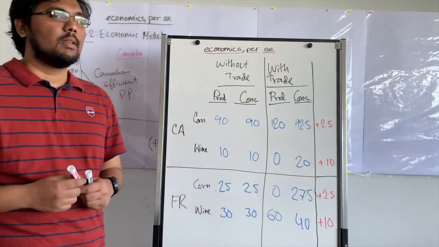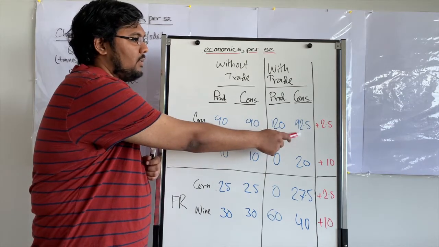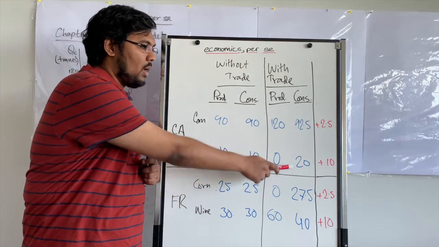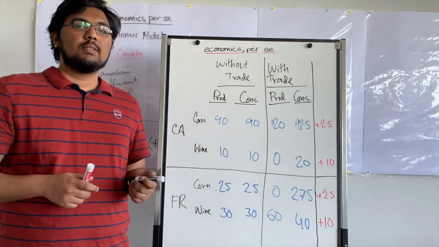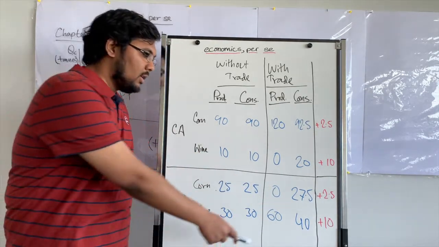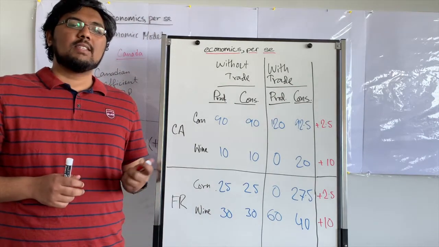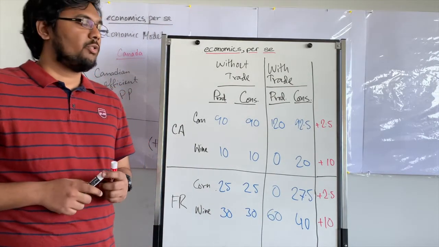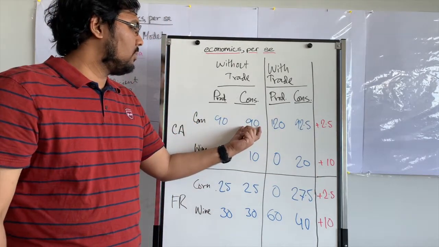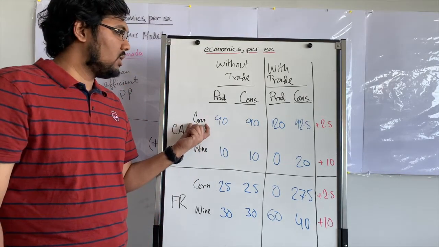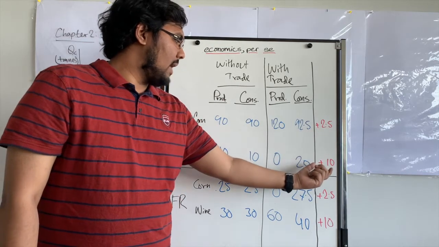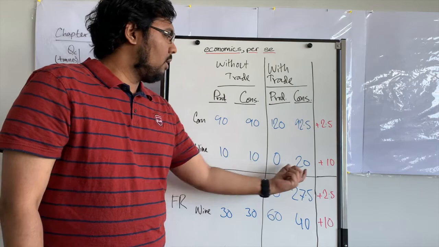Thus, Canada will end up with 92.5 units of corn and 20 units of wine, whereas France ends up with 27.5 units of corn and 40 units of wine. As you can see, they have gains from trade. Here, these are the gains from trade. Before, Canada used to consume 90 units of corn. Now they're consuming 2.5 units more of corn and 10 units more of wine.